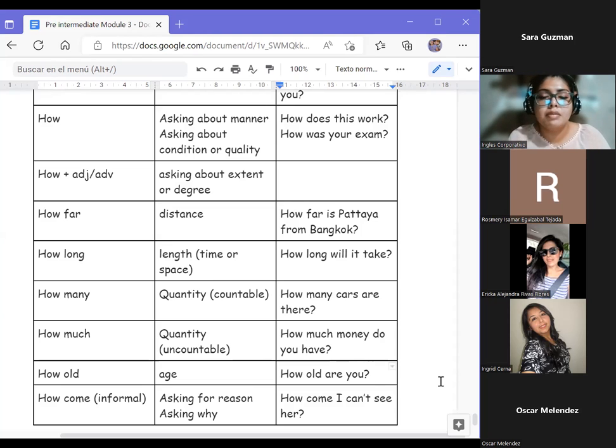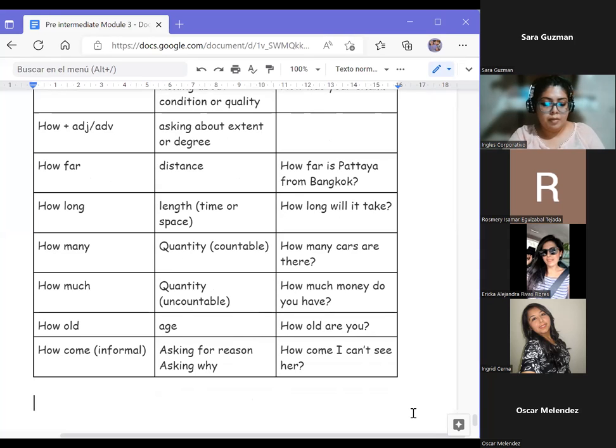So vamos a ver más información acerca del how, cómo lo podemos utilizar, cuáles son los momentos en los que lo vamos a utilizar. Vamos a ver ejemplos y luego vamos a continuar con la información que tenemos de las questions with how. So we have here asking questions using how.